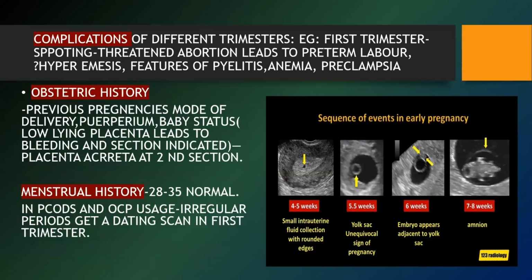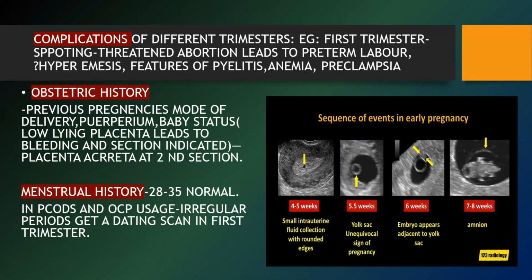Then we have to record complications of different trimesters. During the first trimester, if the patient had any spotting, it may be due to threatened abortion, which in future may lead to preterm labor. So we have to record every complaint, whether in the first trimester the patient has any hyperemesis, features of piles, or any anemia or preeclampsia, we have to inquire.